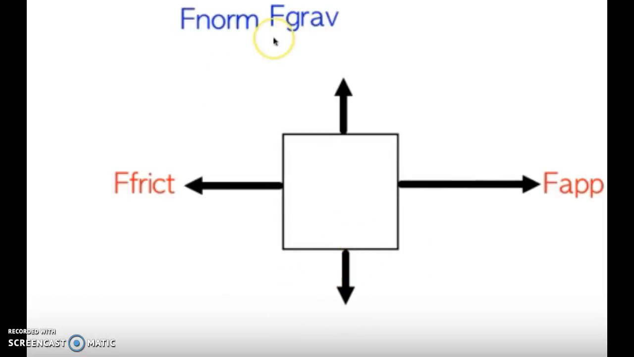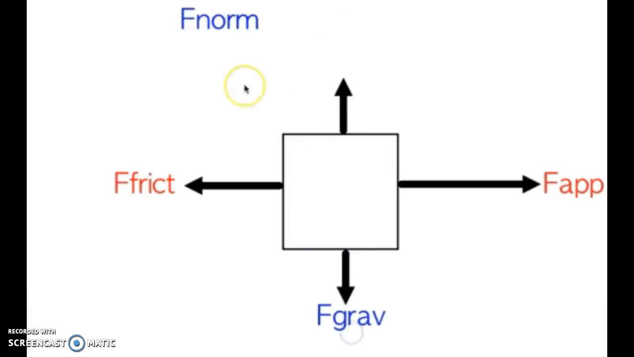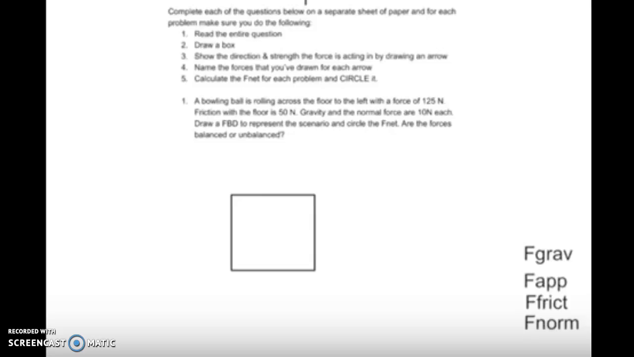Normal force and gravity work in opposites as well. As I said before, gravity pulls the object downward, while normal force pushes up against the surface. First thing we need to look at are all the requirements that we need to include when we are using a free body diagram. That information is highlighted up here in the top area.